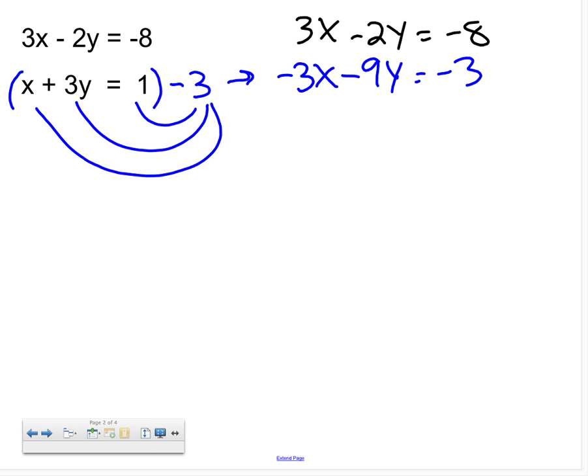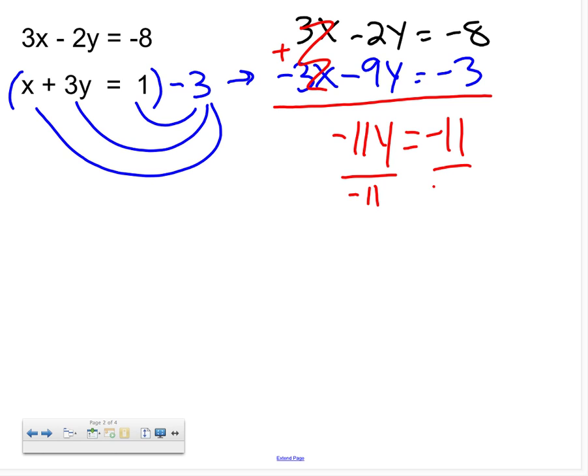Now, I'm going to go ahead and add these together and see what I get. The first x is canceled. That's good. That's the problem I had before, is I didn't have a variable canceling, and now I do, so I'm on the right track. Negative 2 plus negative 9 is negative 11y. Negative 8 plus negative 3 is also negative 11. So divide both sides by negative 11, and you get y equals 1.